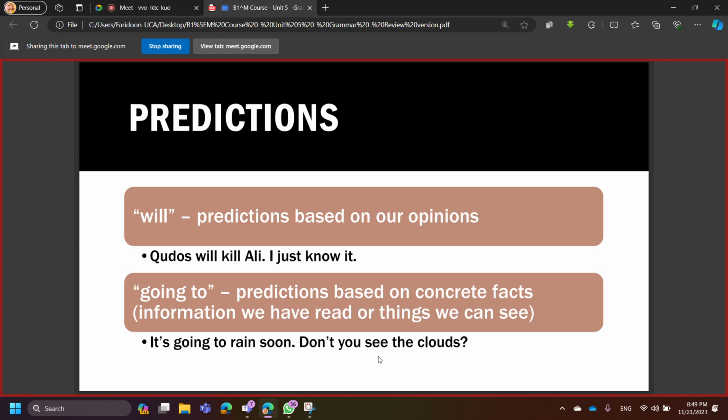Don't you see the clouds? So by seeing the clouds, you and I can come to a conclusion that it's going to rain soon.